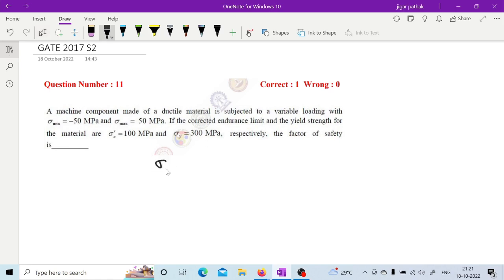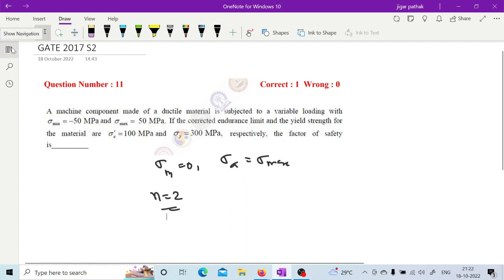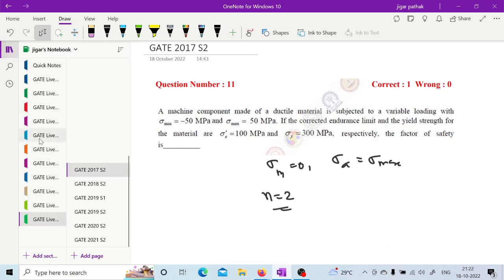Here again sigma m will be 0 and sigma a will be that sigma max, right? So that 50 is there, right? Sir, 2. Again it will be 2, right? So similarly what we have done previously, again it will be coming 2 only. For that Soderberg you can try and you will get this. If nothing is given, should we consider Soderberg, sir? Yeah. Okay.